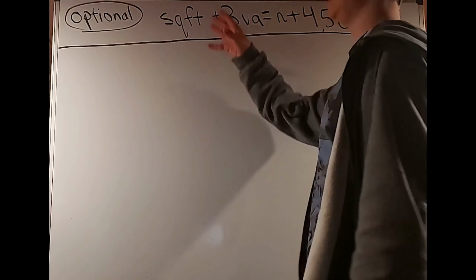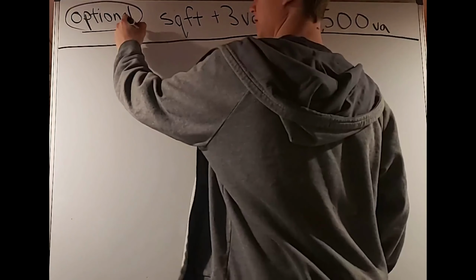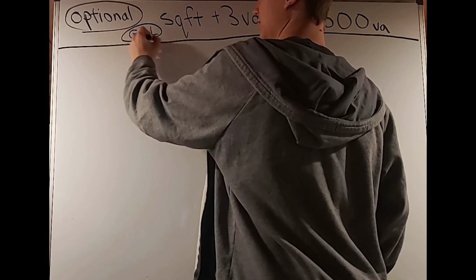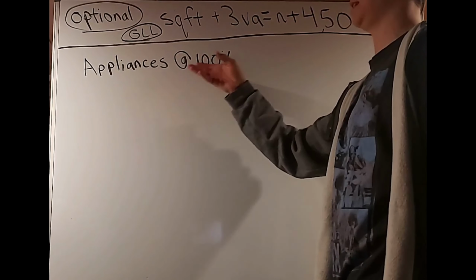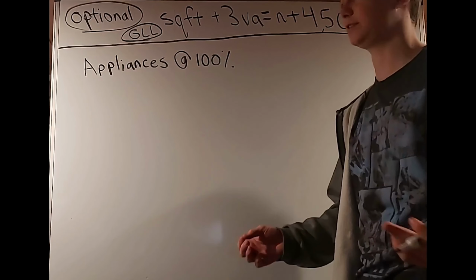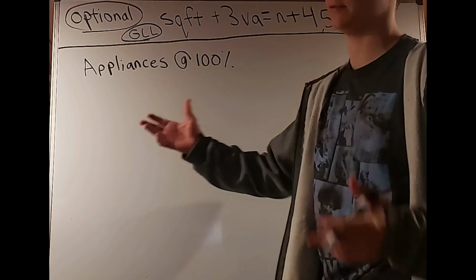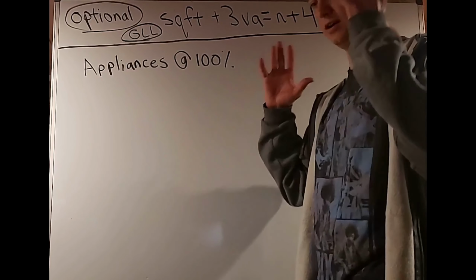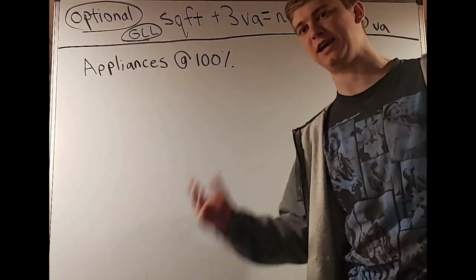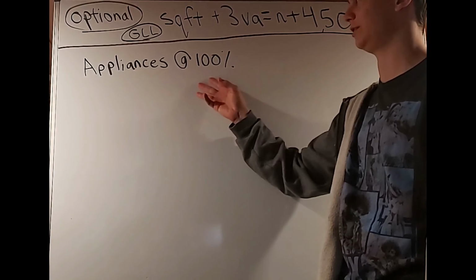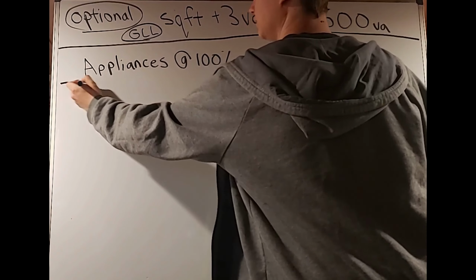Okay, that is the general lighting load portion. So again, I'll just write GLL and circle it there. Next, we have appliances at 100%. There are no demand factors. There's nothing telling us if we have this many, we have to do anything. All the appliances that we have at nameplate value, we're going to calculate at 100% value. Okay, so that's it for that.